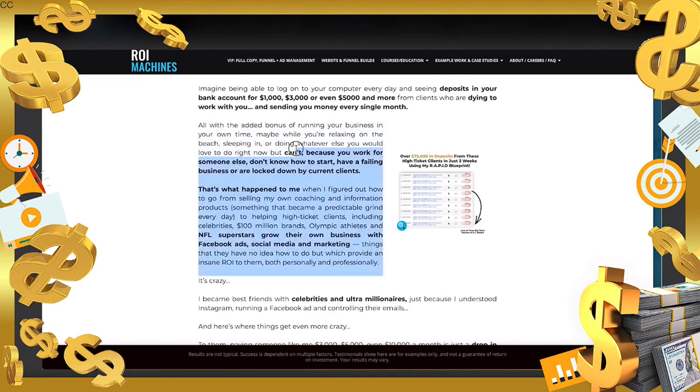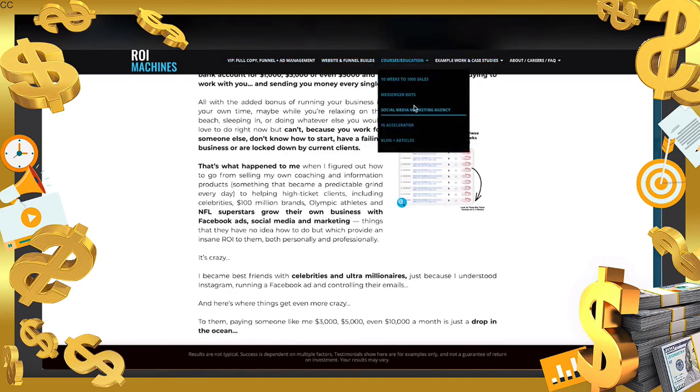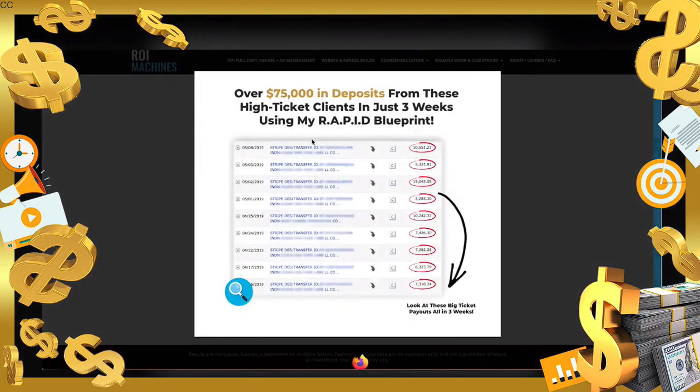And so I'm talking about basically the story here. You can go on this page and read it. You just go to my homepage, ROI Machines, Courses, Education, Social Media Marketing Agency. I have screenshots of proof, right? You can see the date range. Okay, this is all May, and this is last year. So April and May last year.